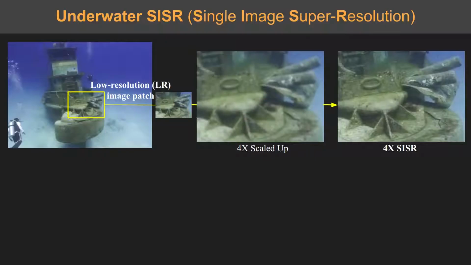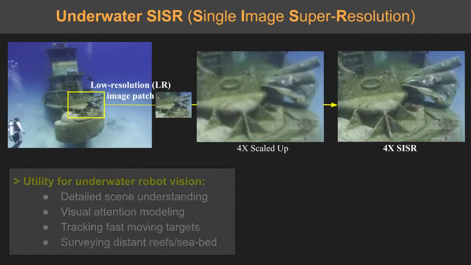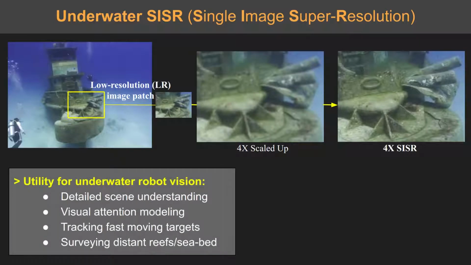The automatic generation of high-resolution images from low-resolution measurements is an active research problem in computer vision and robotics. For visually guided underwater robots in particular, single image super resolution, in short SISR, allows zooming in on interesting image regions for a detailed perception, as shown in this figure. The SISR capability is also useful in tracking fast-moving targets or surveying distant coral reefs.